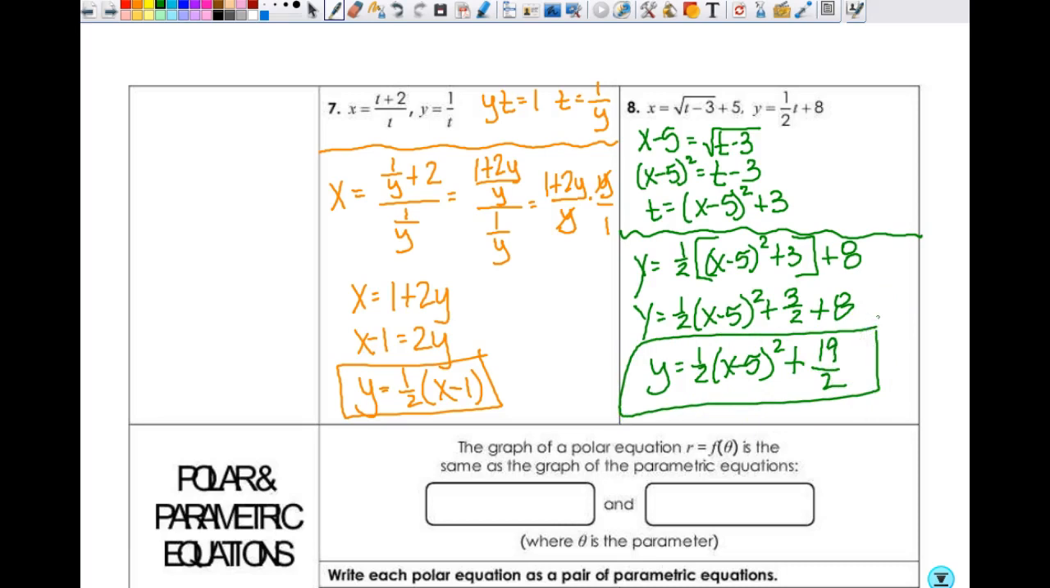All right, so then I've got to go back and look at my restrictions on my domain. I know from the very beginning up here that t has to be greater than or equal to what? 3, right? That means that this right here is t. So (x minus 5) squared plus 3 has to be greater than or equal to 3. So subtract 3 from both sides. (x minus 5) squared has to be greater than or equal to 0. Well, there's my quadratic factored already. That's one reason why we don't want to multiply it all out. So I just have to do x minus 5 is greater than or equal to 0, which means that x has to be greater than or equal to 5.